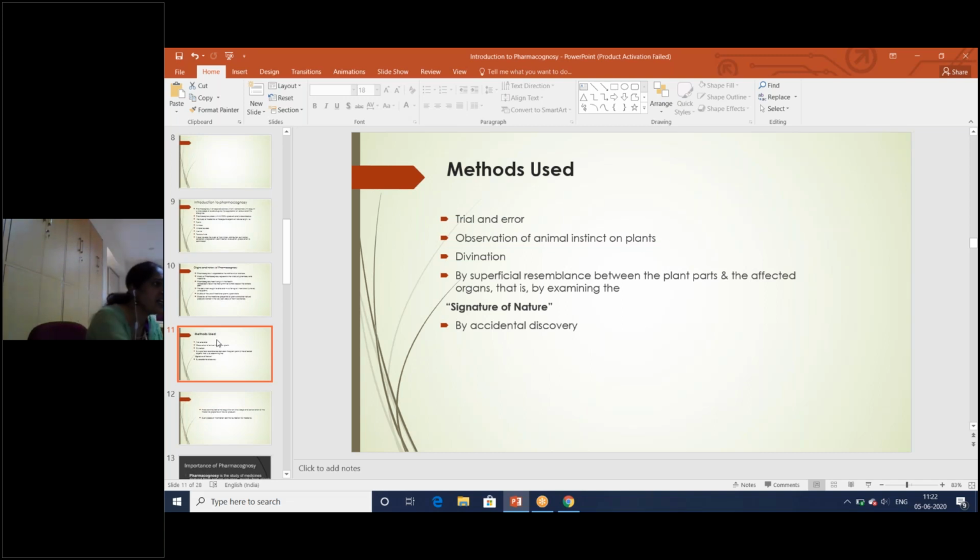It is signing us that it has to be used for that. Like if you take an Amrita Bali, it is in a heart shape. They say that it is very good for the heart, like that.